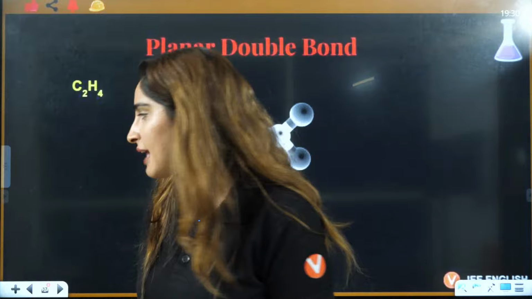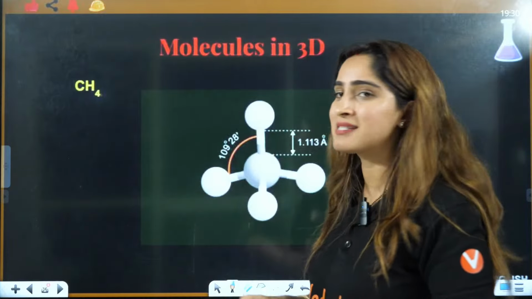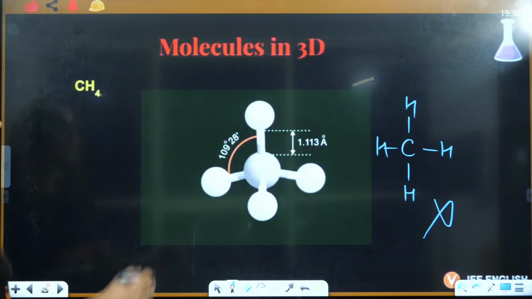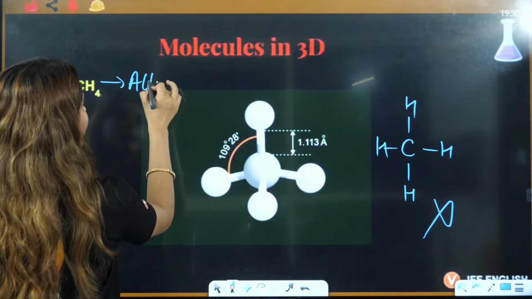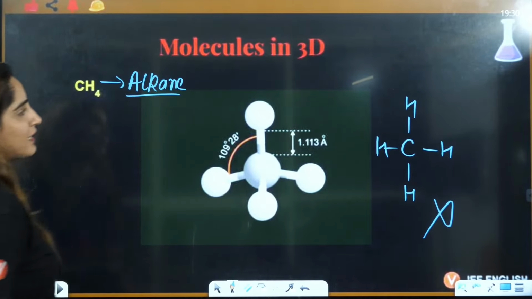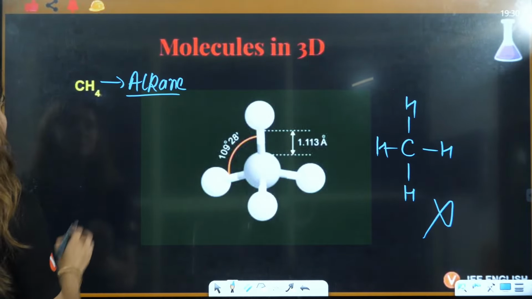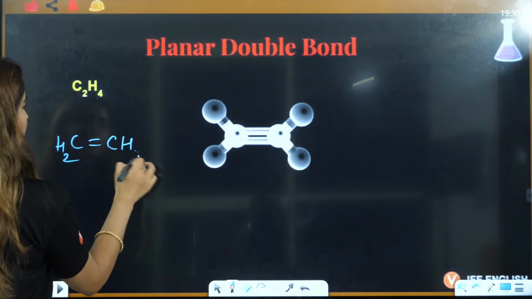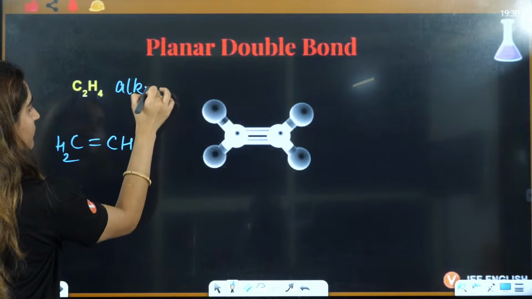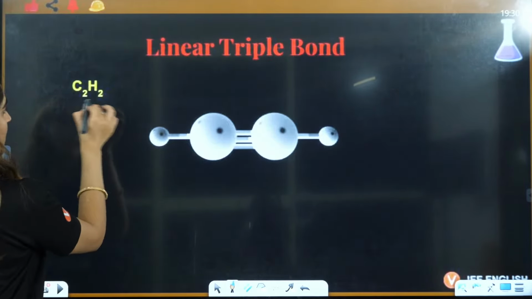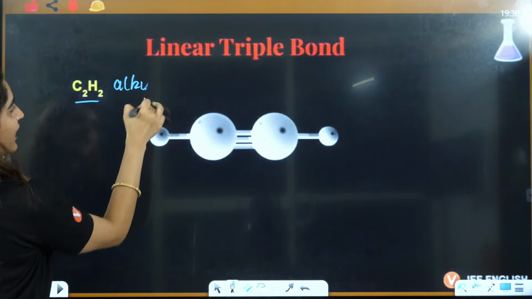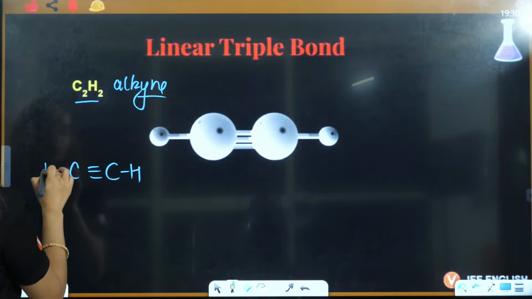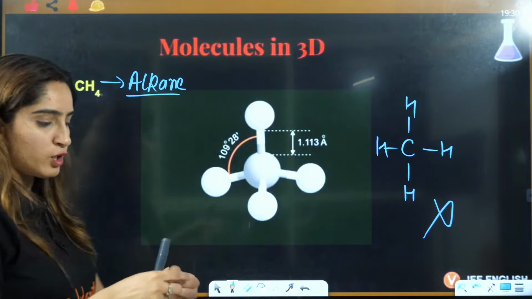Right now, just think that whenever I talk about this CH4, that is an alkane that you will study in hydrocarbons. This is alkene, C double bond C. This is C2H4, right? This is alkene. This is alkyne, with a triple bond that you will study. This is C2H2, right? But how they actually look like, okay?